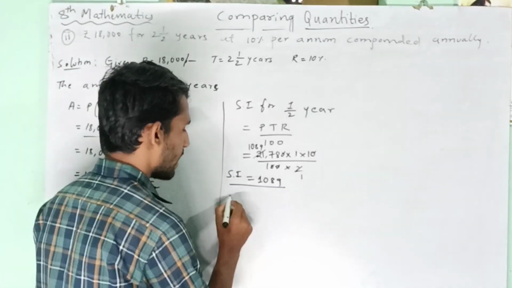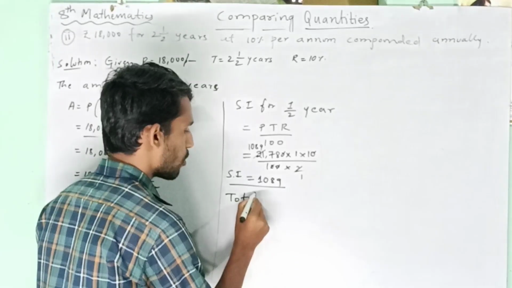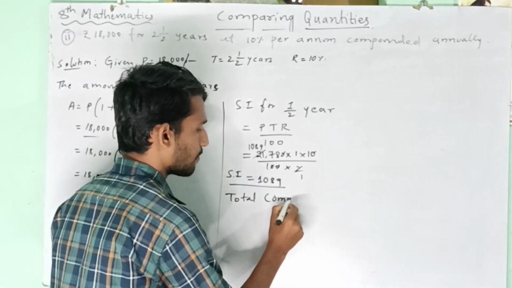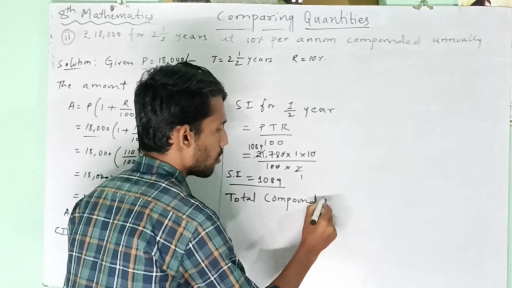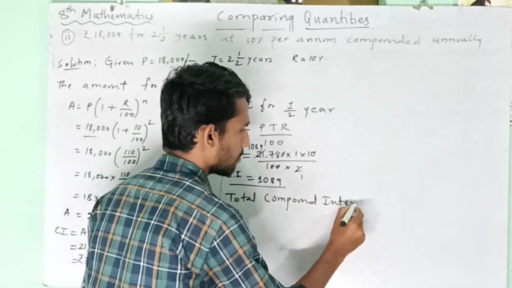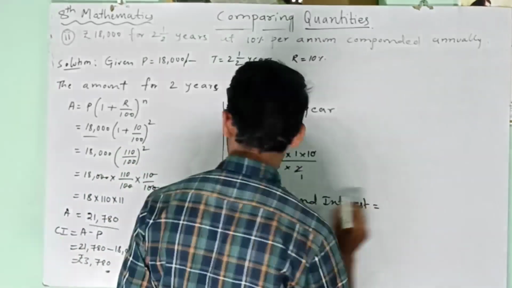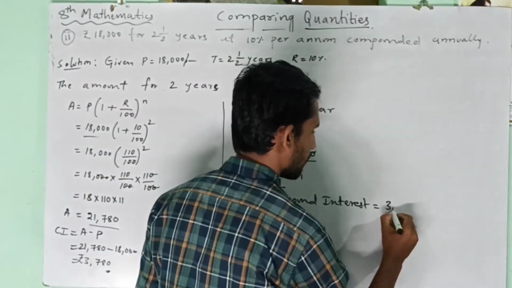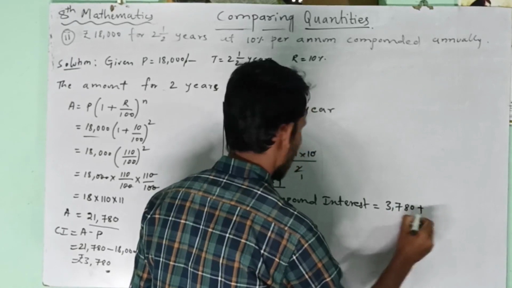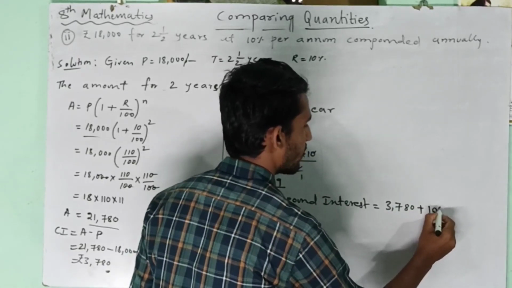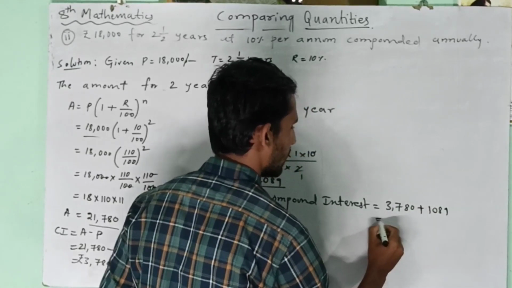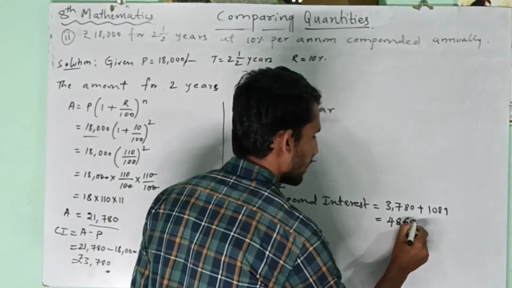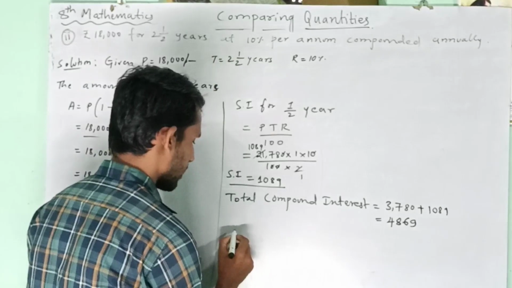Okay. Now you add here total compound interest. You add here these two. 3,780 plus 1,089. When you add, you will get here 4,869. Okay.